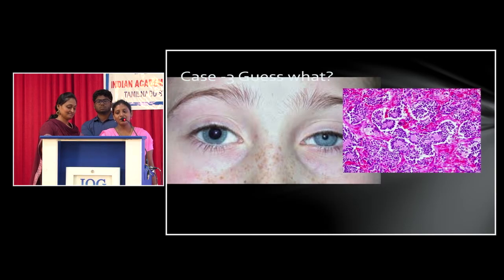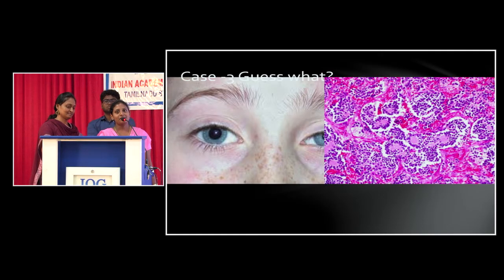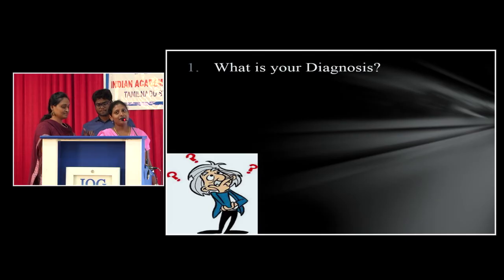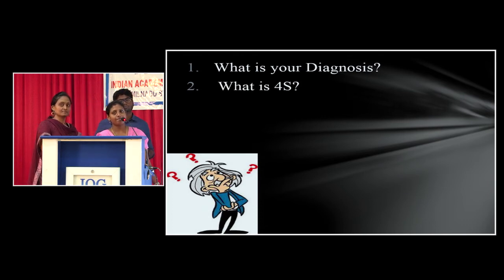The answer is neuroblastoma. It's involving the upper cervical sympathetic chain, so it's presenting with Horner syndrome and has a mass, and that's supposed to be showing Homer Wright rosettes: neuroblastoma. So what is your diagnosis? It's a neuroblastoma. What is 4S? In neuroblastoma, they define this term 4S.